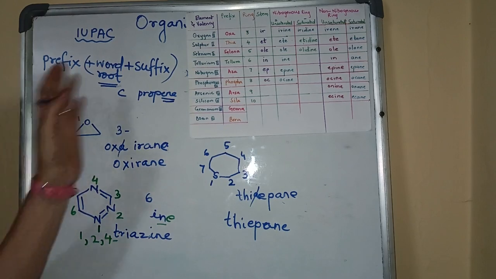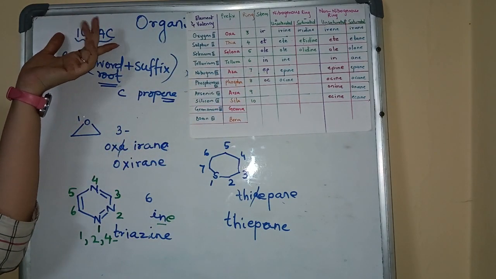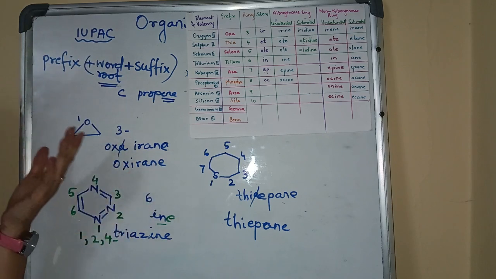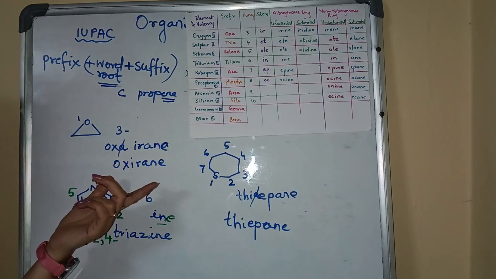By combining this Hantzsch-Widman systematic nomenclature and this IUPAC system, many different compounds can be easily named. Do try them on your own.